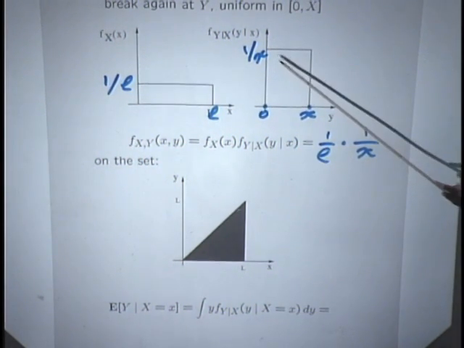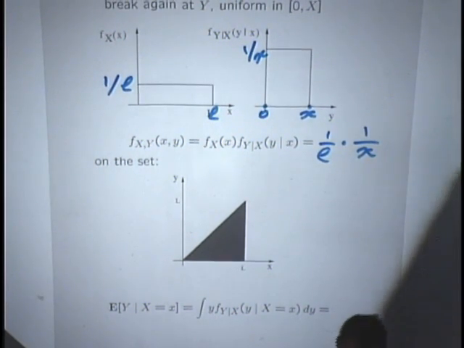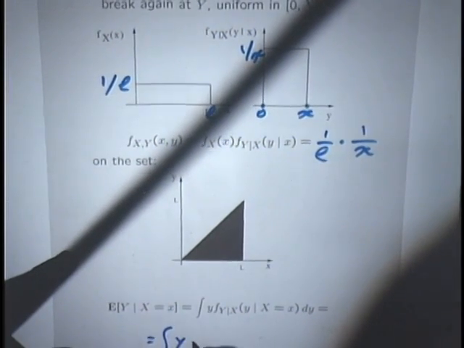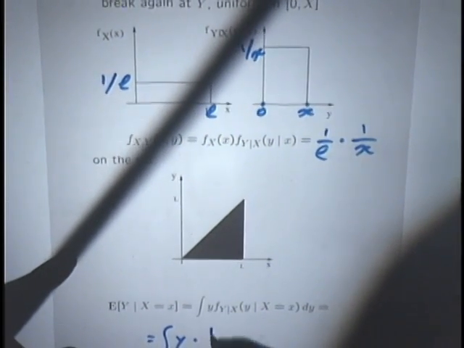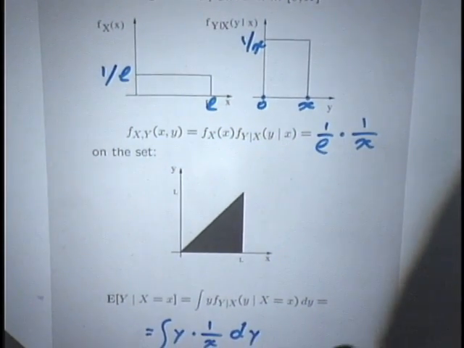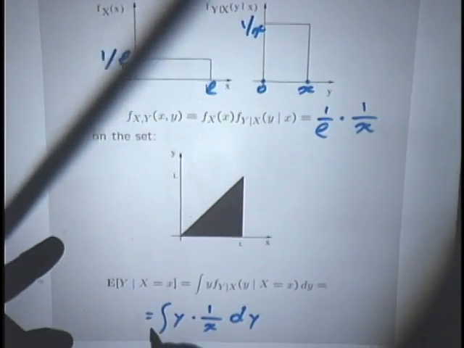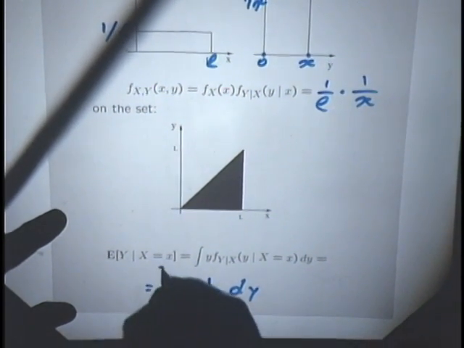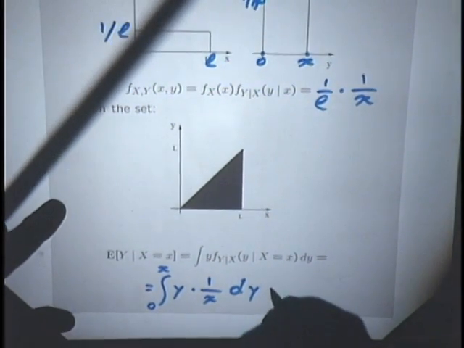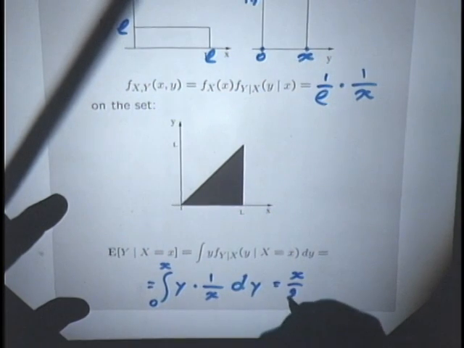Now, we know what this is. It's given by 1 over x. So we need to integrate y times 1 over x dy. And what should we integrate over? Well, given the value of x, y can only range from 0 to x. So this is what we get. And you do your integral, and you get that this is x over 2.